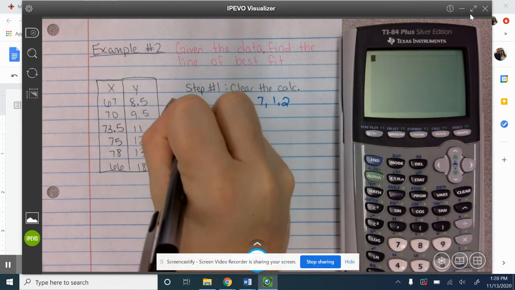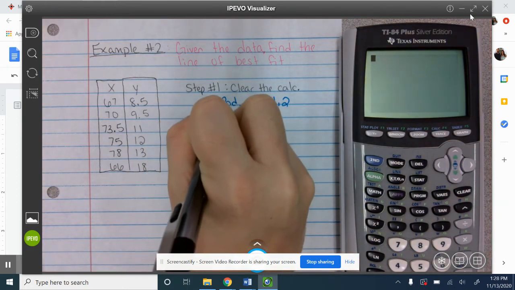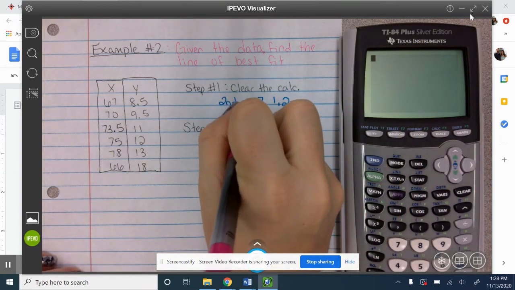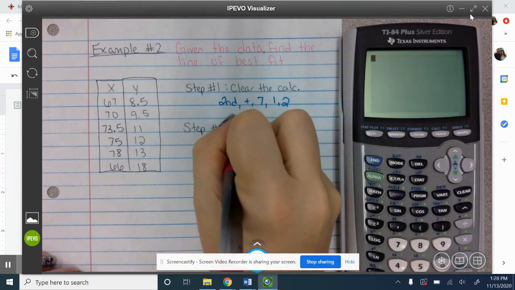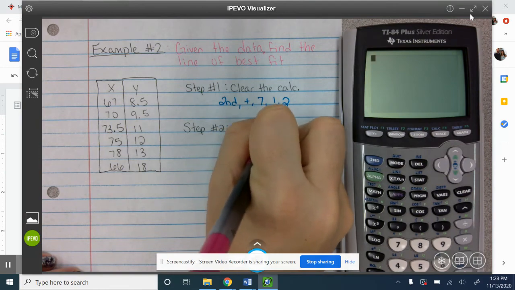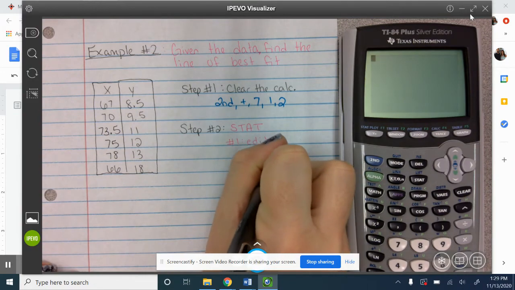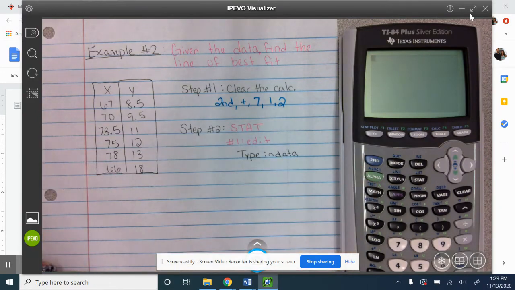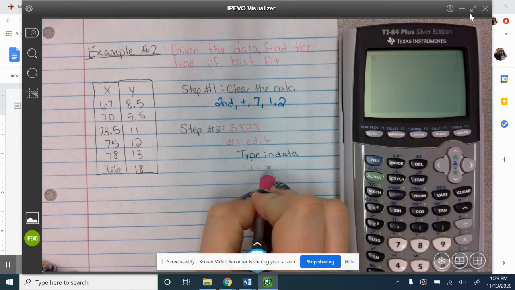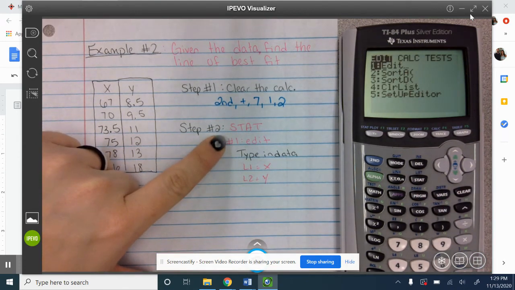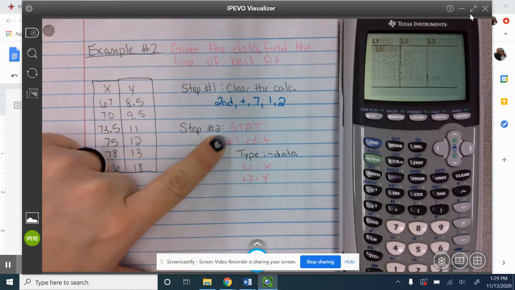So step 2, we're going to walk through several different buttons that we have to hit. I'm going to walk you through them before I tell you what we're doing. So we're going to go to Stat. We're going to hit number 1, which is Edit. And then we're going to type in the data. On that edit screen, L1 is an X value and L2 is a Y value. So I'm going to go through this. Stat. I want to hit number 1 for edit. So I just hit the number 1.